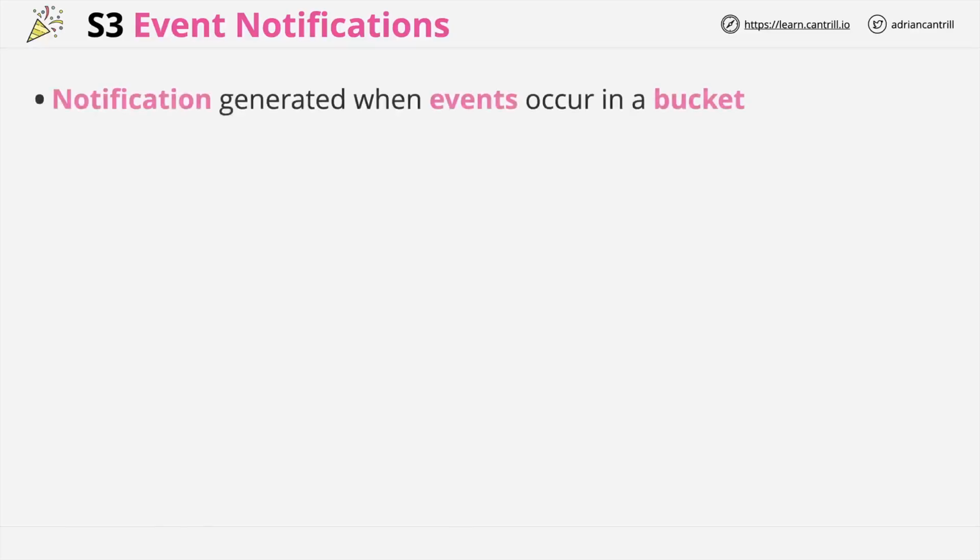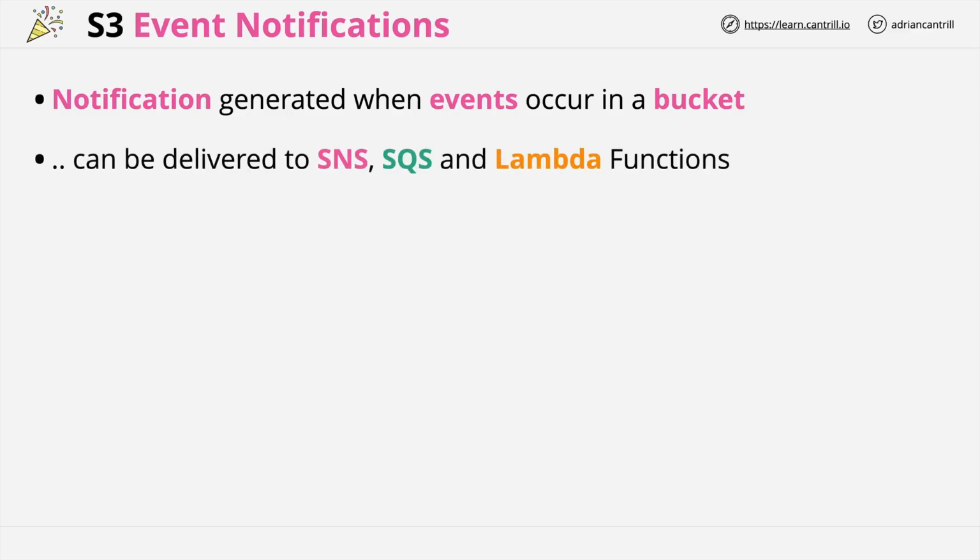The feature is pretty simple to understand. When enabled, a notification is generated when a certain thing occurs within a bucket, and these can be delivered to different destinations, including SNS topics, SQS queues, or Lambda functions. And this means that you can have event-driven processes which occur as a result of things happening within S3. Now, various different types of events are supported.